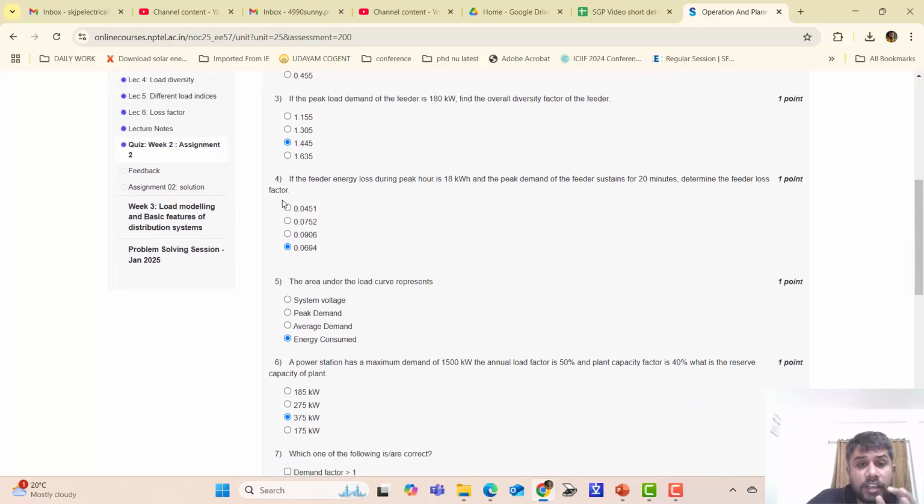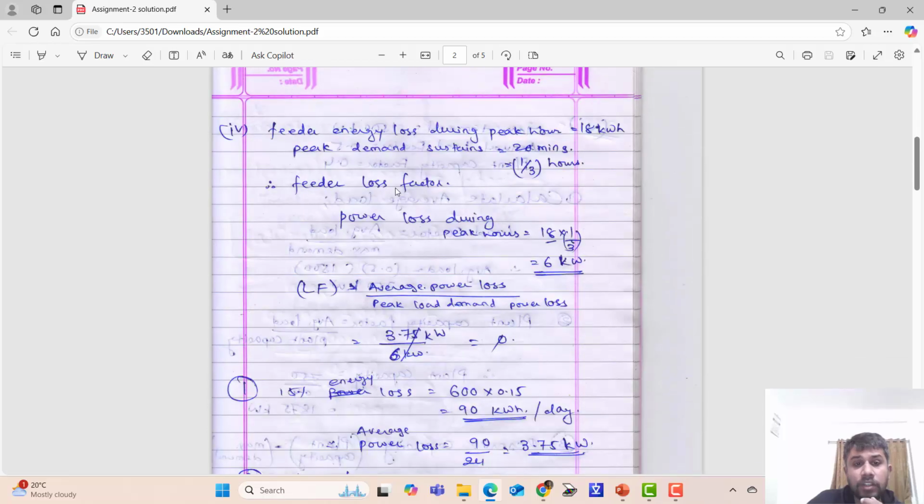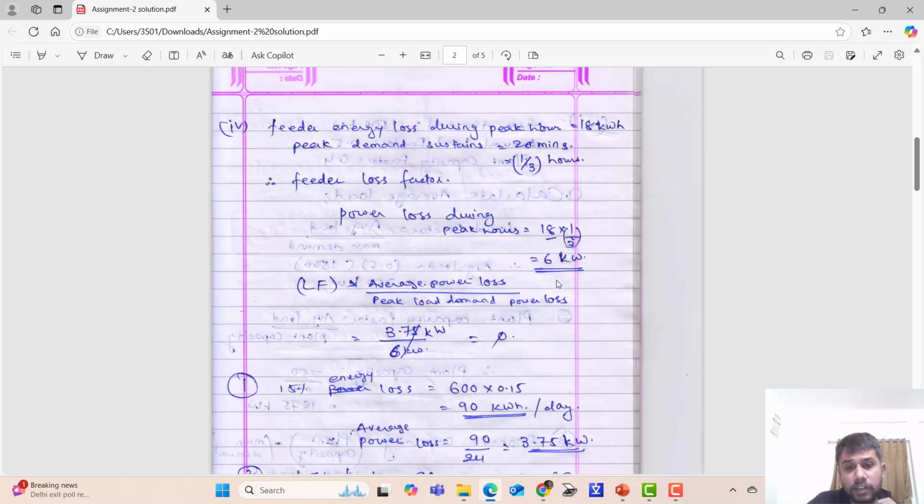Now the fourth: if the feeder energy loss during the peak hour is 18 units, and the peak demand of the feeder sustains for 20 minutes, determine the feeder loss factor. The loss factor is calculated like this. It sustains for 20 minutes, so it is 1 by 3 hours, and the energy loss during this is 18 kilowatt hour. So for the 20 minutes, or 1/3 of an hour, we can calculate the power loss as 6 kilowatt.